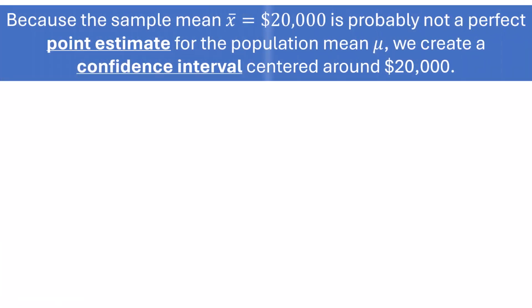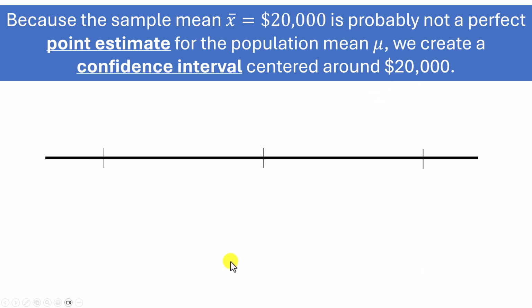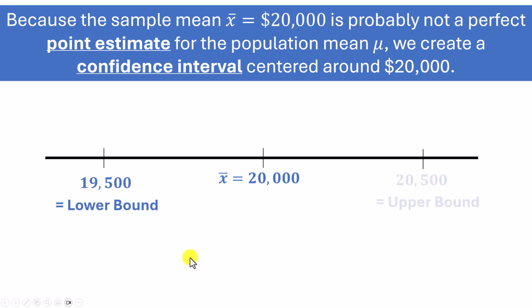Now, as we've already stated, that $20,000 estimate is probably not a perfect point estimate for the population mean. So instead of just relying on that single number, we create what is called a confidence interval, which is centered around that value. And I think the best way to view that is to look at the number line. So on a number line, we would put right in the middle our point estimate, in this case, the sample mean of $20,000. And then we're going to add and subtract some margin of error to get to what we call a lower bound, let's say 19,500, and upper bound, let's say 20,500.